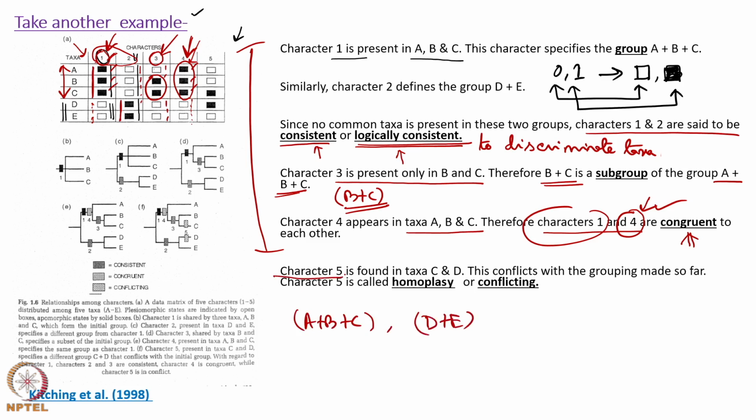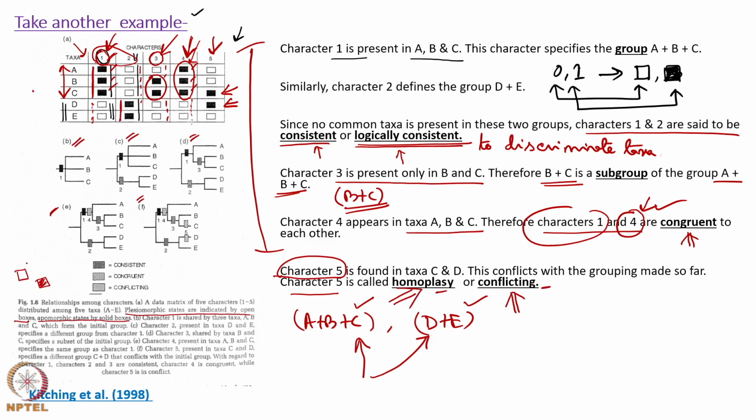Now, the problem comes once we look at character 5. Character 5 is found in C and D. So, it conflicts the concept of the two major groups, A plus B plus C and D plus E. Since it is conflicting, we can call it the conflicting character or a homoplasy, which can be found in this data matrix.